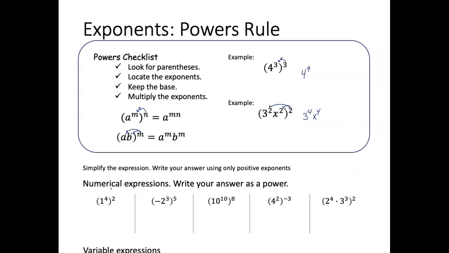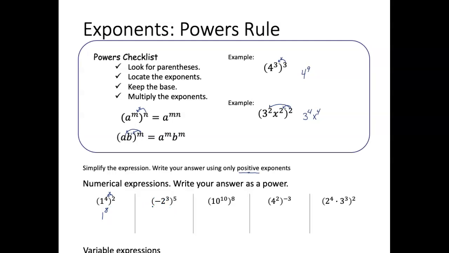Let's look at some more numerical expressions. Write our answer as a power. Oh, and it does say up here positive exponents. So remember, nothing with a negative or a 0. My base, 1 to the 4th. Here's my parentheses. 2 is attached to the outside. 2 needs to multiply in. Keep the 1. 4, the power of 4 raised to the second power, we multiply, and 4 times 2 is 8.